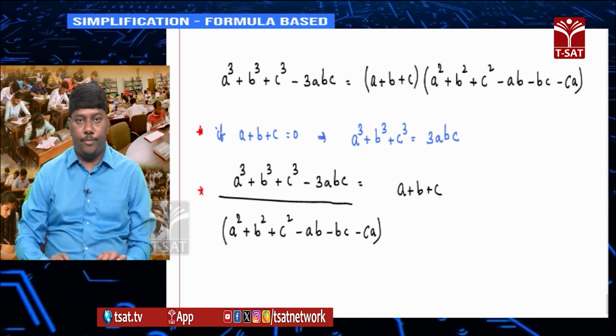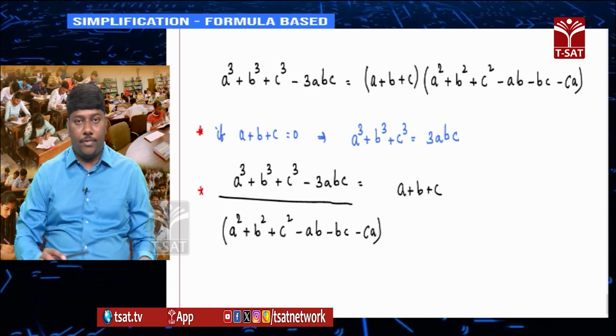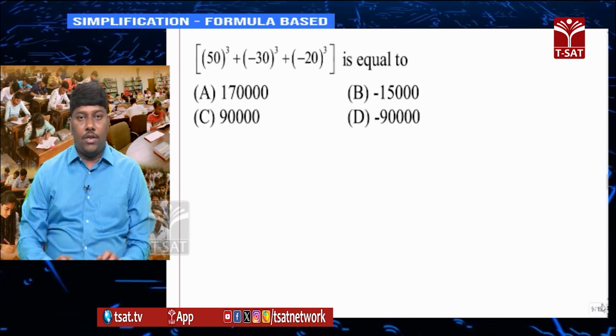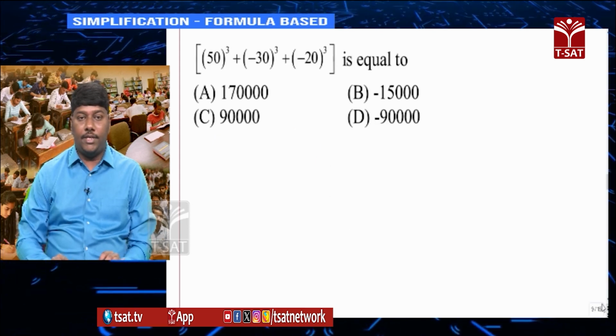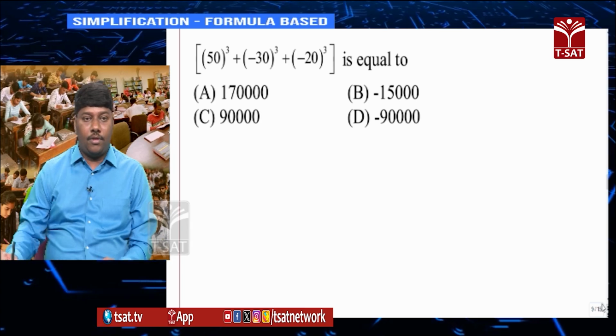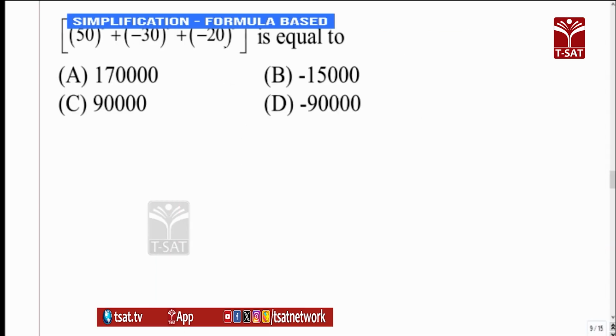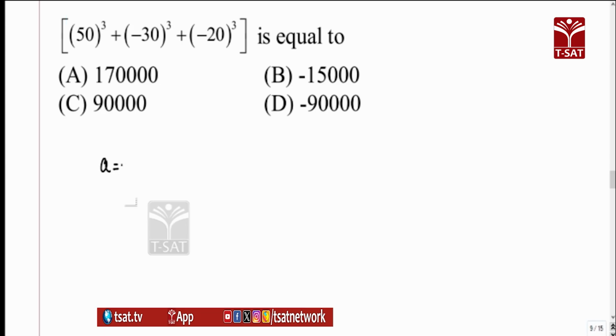These two are very, very, very important. Now, look at the sums based on this formula. Now, look at this sum, 50 cube plus (minus 30) whole cube plus (minus 20) whole cube. Here, if you do it normally, it will take little time, but if you identify that A is 50, B is equals to minus 30, C is equals to minus 20. So, here A plus B plus C is equals to 0.